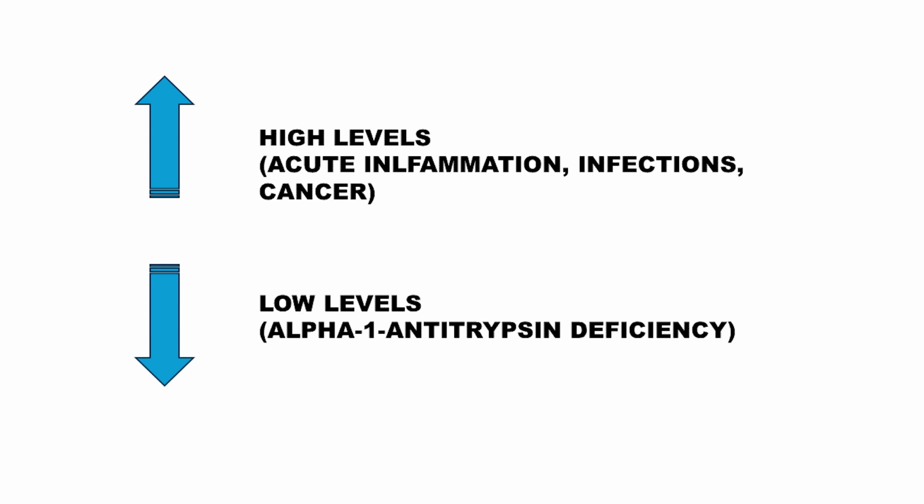High levels (increased) are common in acute inflammation and chronic infections such as rheumatoid arthritis, lupus, and some cancers. Low levels (decreased) often indicate alpha 1 antitrypsin deficiency, which can cause severe liver damage or lung disease.